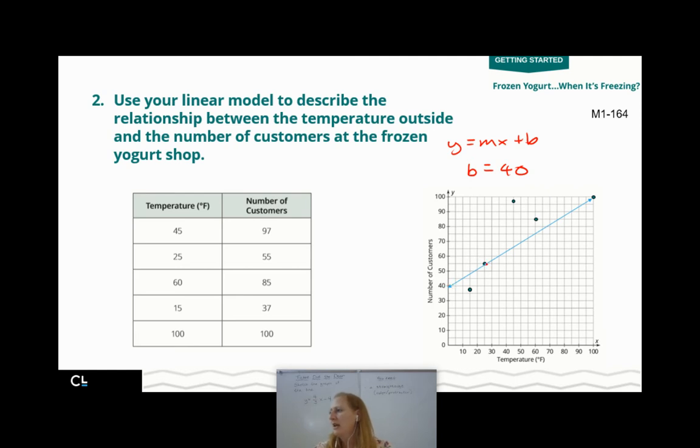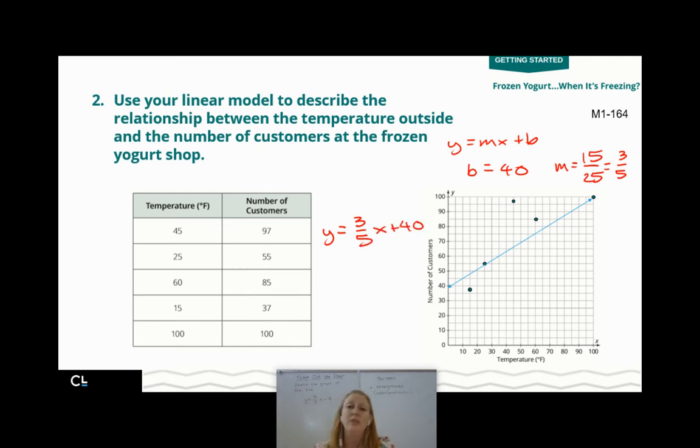So if I go from here, and it looks like I did go through that point. If I go 5, 10, 15, so I rose 15, and I went over 5, 10, 15, 20, 25. Looks like I went over 25. And to make it easier, I am going to simplify that just a little bit. So 15 over 25, I can divide both of those by 5. So it looks like I get about 3/5. So it looks like I have an equation of y equals 3/5 x plus 40.